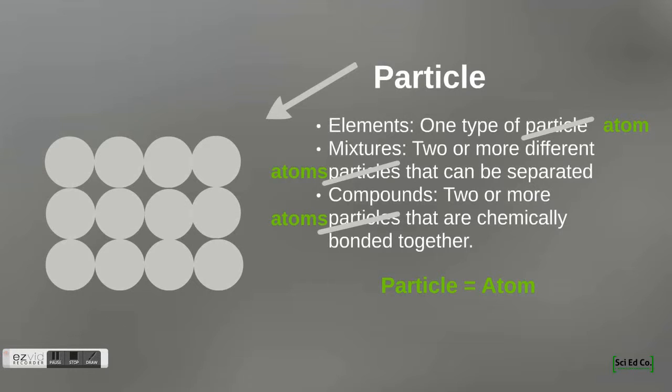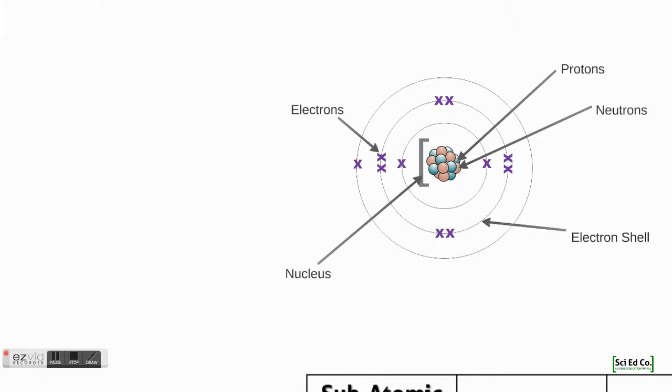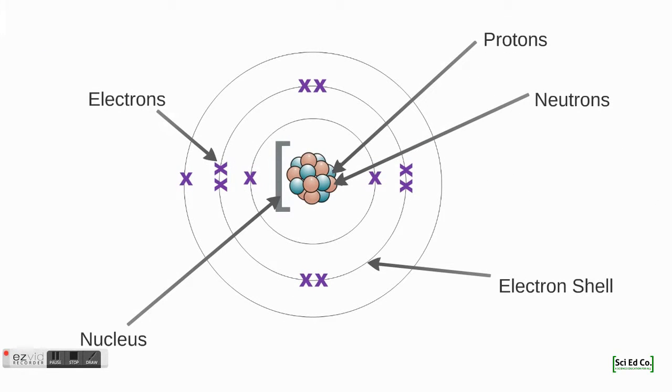So, what do atoms actually look like? Here you go. This is an atom. It's a sodium atom. All atoms have the same basic structure. Atoms are made from subatomic particles. The three subatomic particles are protons, neutrons, and electrons. In the centre of an atom, we find the nucleus. The nucleus is made from protons and neutrons.